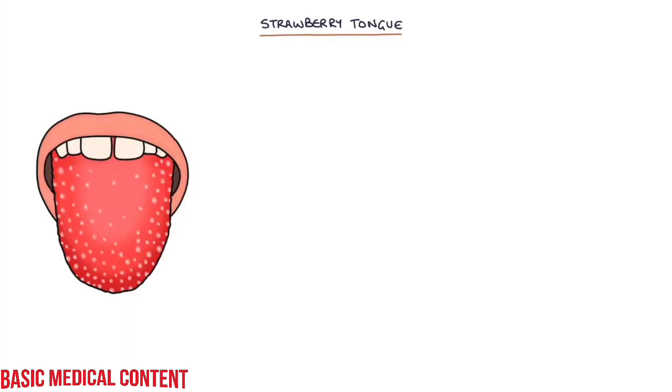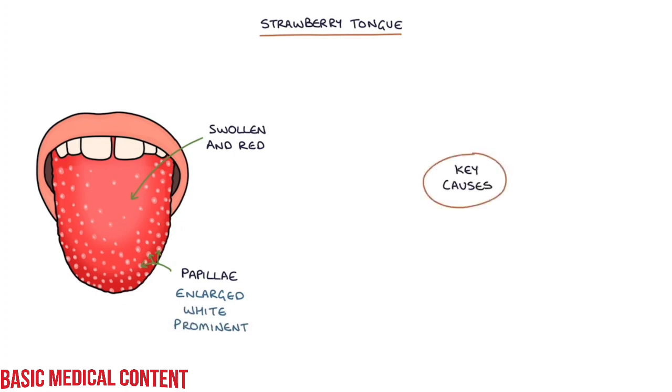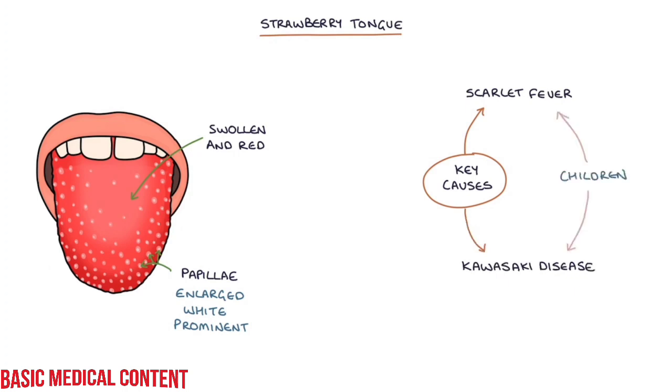Next, let's talk about a strawberry tongue. A strawberry tongue describes when the tongue becomes swollen and red, and the papillae on the tongue become enlarged, white, and prominent, and this makes the tongue look like a strawberry. The two key causes of a strawberry tongue to remember are scarlet fever and Kawasaki disease. As a result, you're more likely to see a strawberry tongue in children rather than adults.